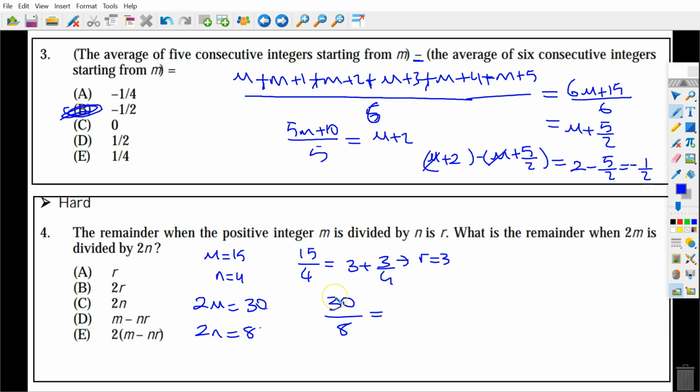Okay. So as you know, obviously 30 is not divisible by 8 evenly. So it's going to produce a remainder. When you divide 30 by 8, the result will be 3 plus 6 over 8. So in this case, my remainder will be 6. And my first remainder is 3, my second remainder is 6. So what is the relationship between them? Basically, we just doubled the remainder. So it has to be 2r. Okay, so that's the correct answer for question 4.